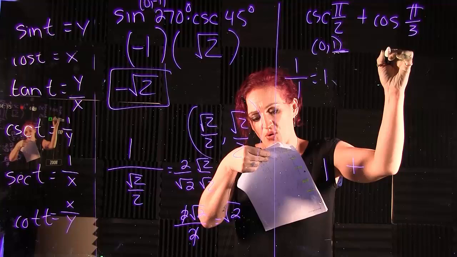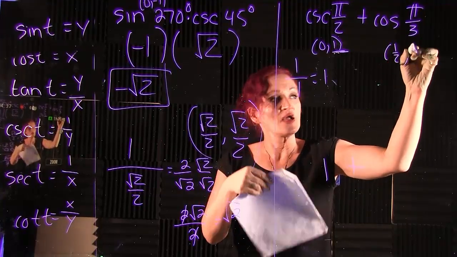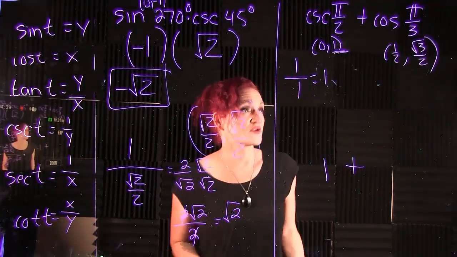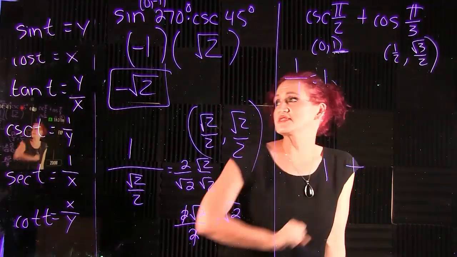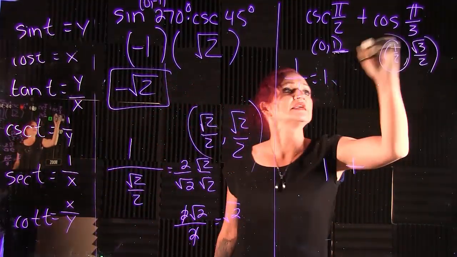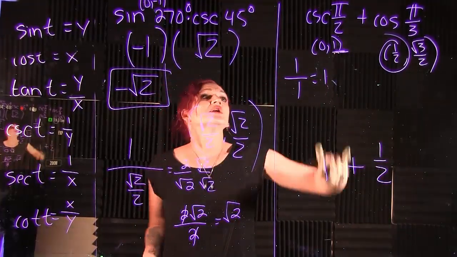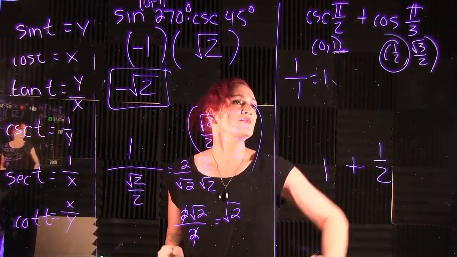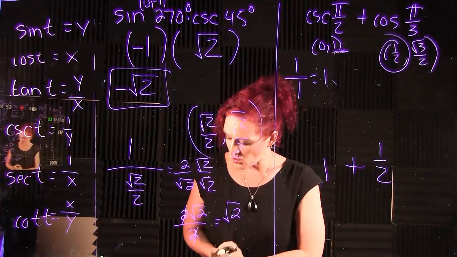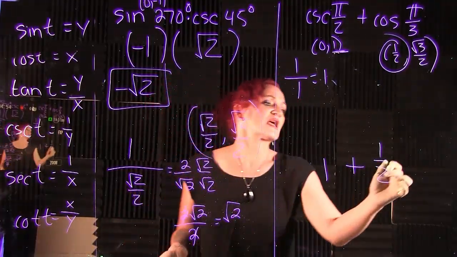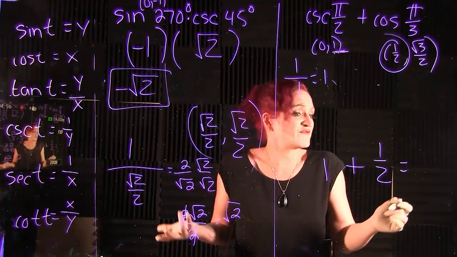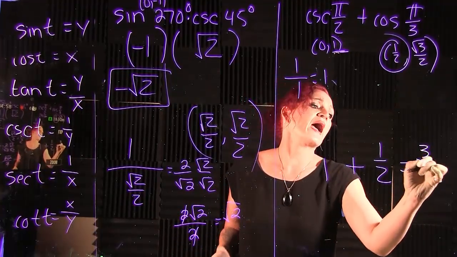That point is 1/2, and then square root of 3 over 2. We want the cosine of that. Cosine is the x value, so it is the 1/2. So cosine pi over 2 is a 1. Cosine pi over 3 is a 1/2. All we've got to do is add these together, so that's 1.5, or 3/2 as a fraction.